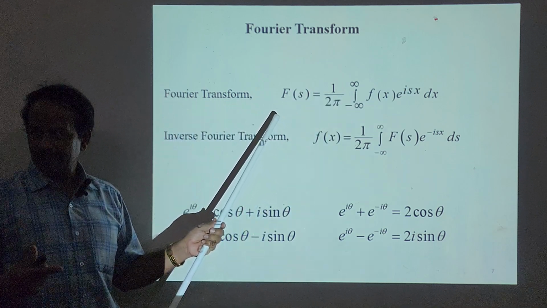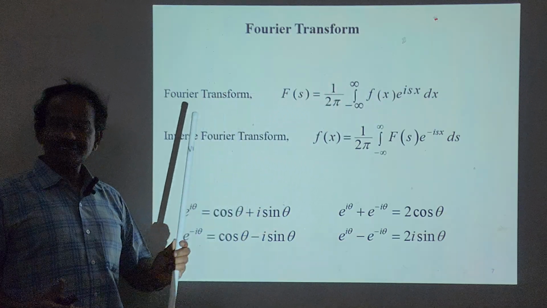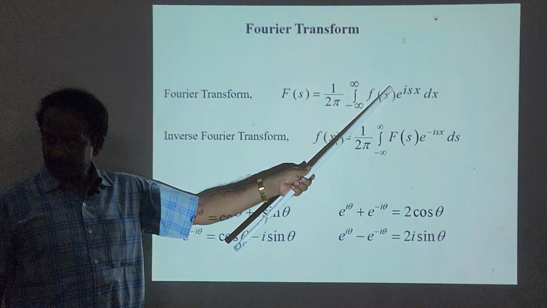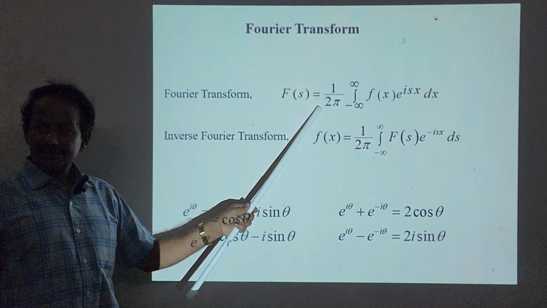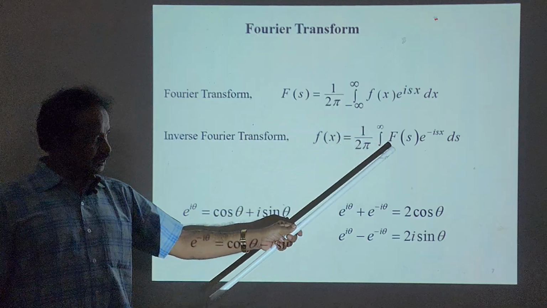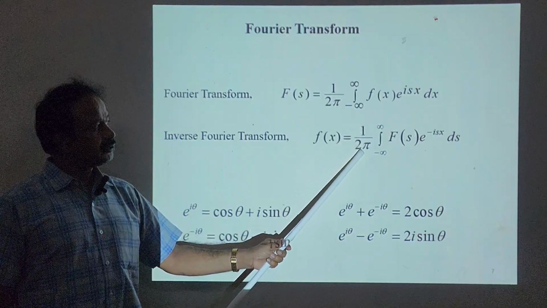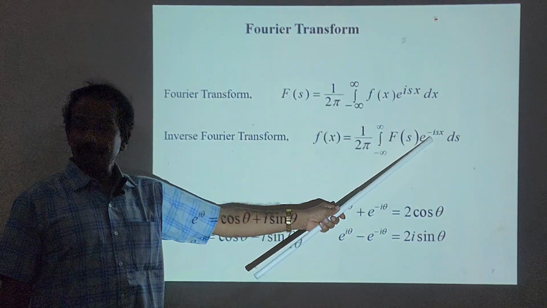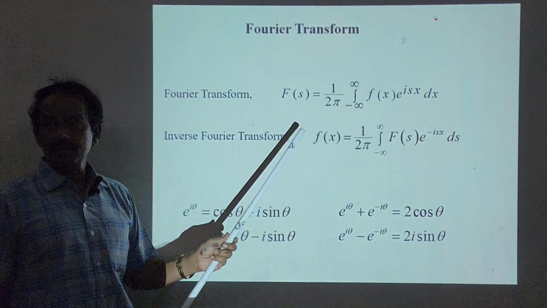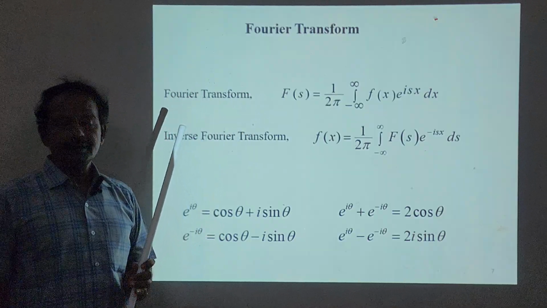Input is x, output is s, which relates input and output. So this is your Fourier transform. You have to learn this formula by heart. This is the Fourier transform formula. The inverse Fourier transform is just done the other way around: your f of x equals 1 divided by root 2 pi, integral of f of s e power minus isx ds. Don't forget, these two formulae are very, very important, which are involved in Fourier transformation.